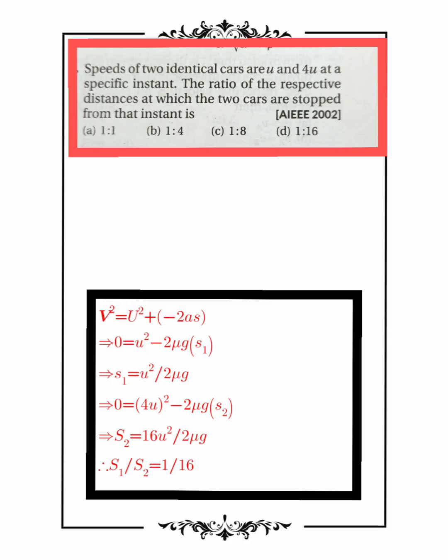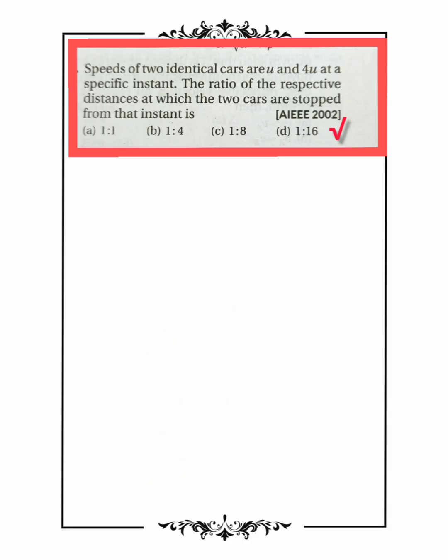In the second case, 0 is equal to 16 u square minus 2 mu g into s2. So s2 is equal to 16 u square by 2 mu g. Therefore, s1 by s2 is equal to 1 by 16, or 1 is to 16.